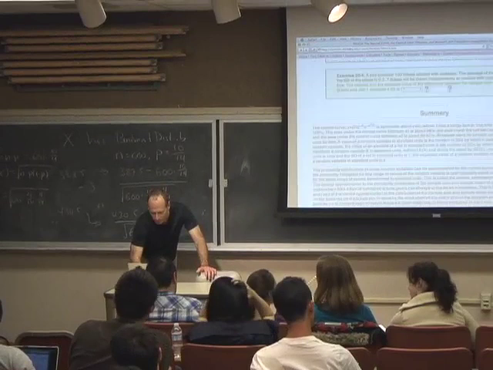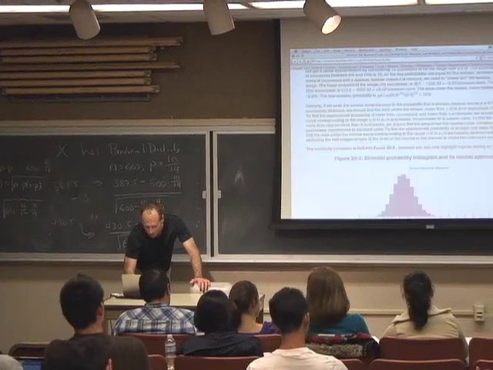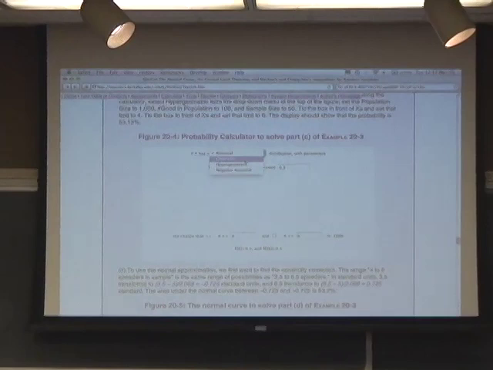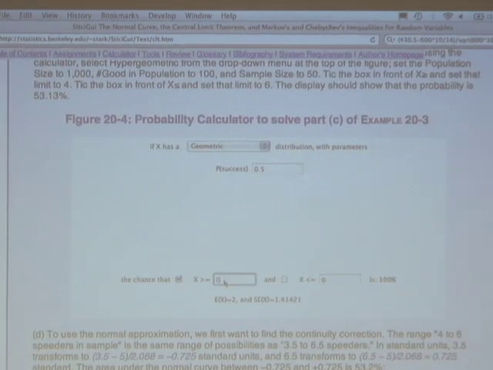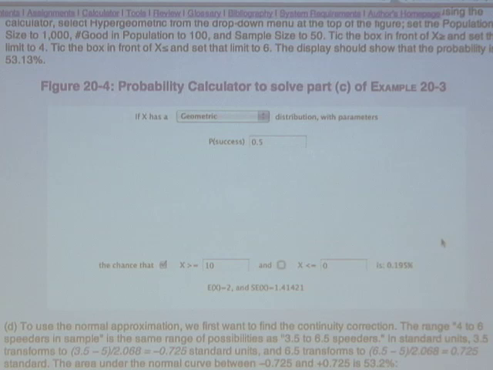let's use this little applet here to find the actual probability. Oops, where did it just go? I've lost the applet I was looking for. There it is. Okay. So let's suppose that we have a geometric distribution where the probability of success is a half, and we want to know what's the chance that x is greater than or equal to 10. Okay. It's 0.195%, and our bound is 20%. So we're off by a factor of about 100. It's an upper bound, but it's not a very good upper bound in this case.